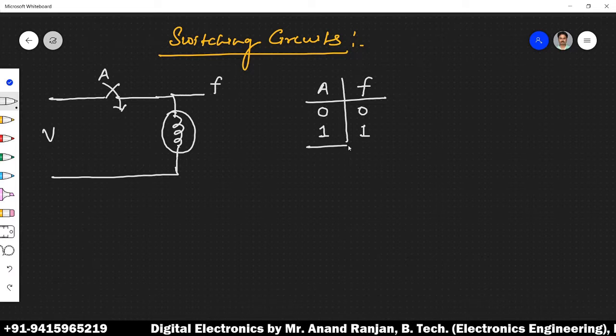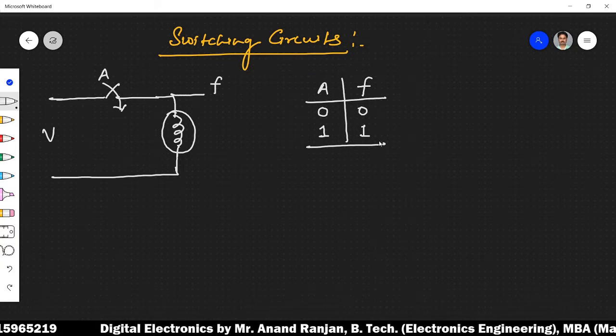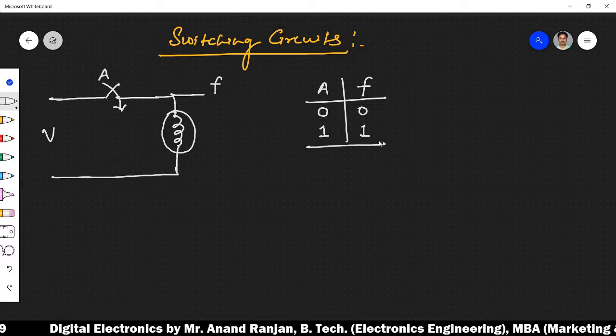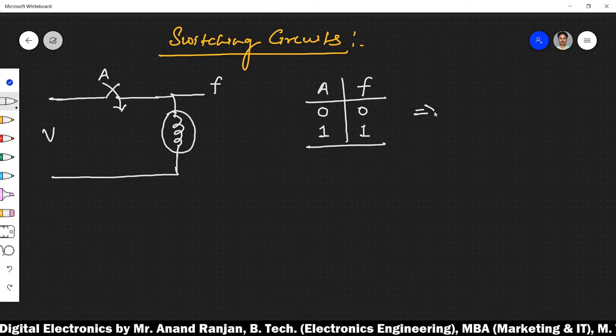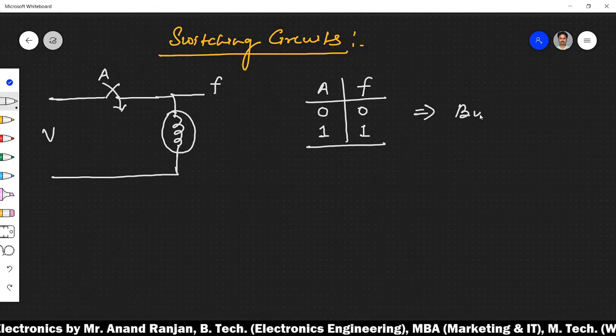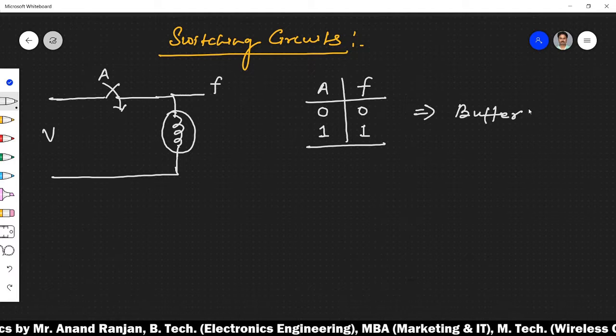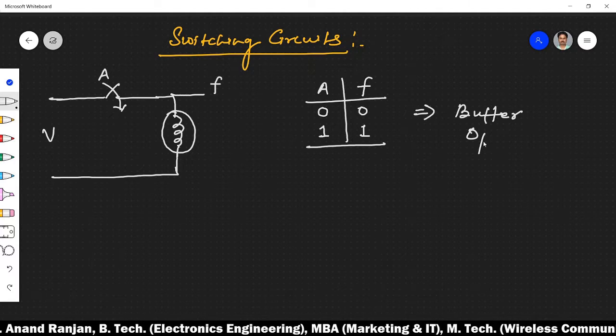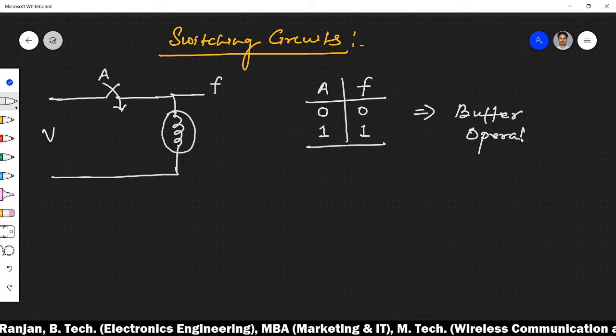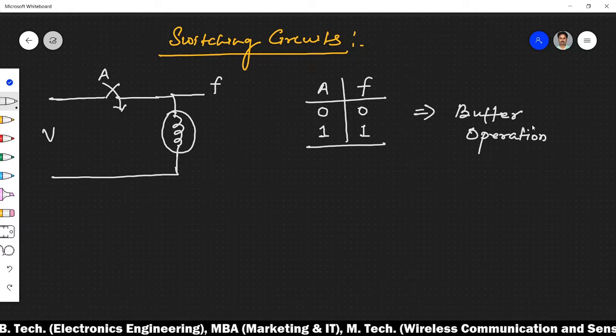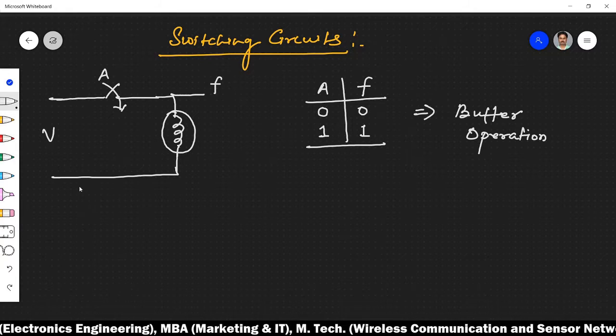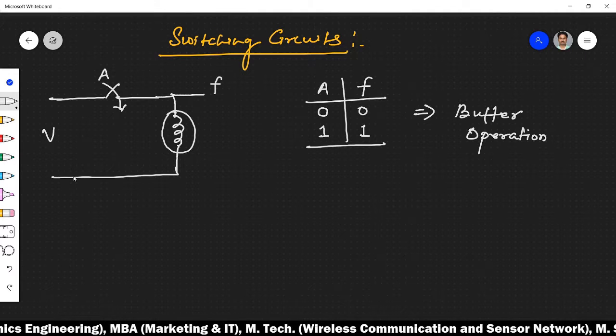And of course this entire switch and glow operation is equivalent to the buffer operation. This is the buffer operation. When the switch is on, the output is there. When the switch is off, the output is not.